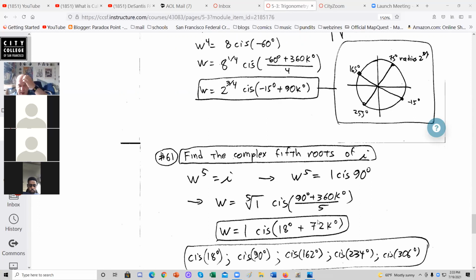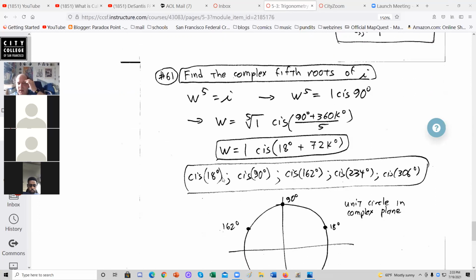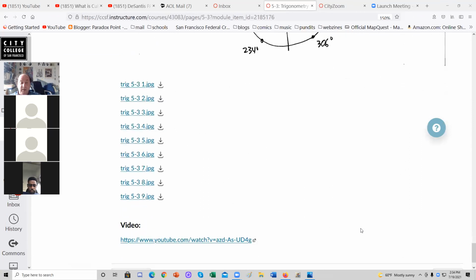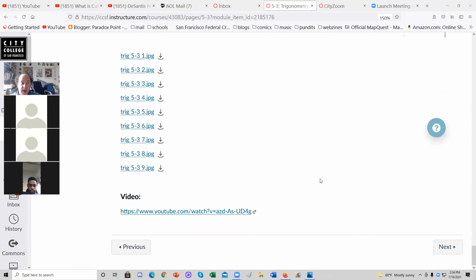Getting out of my way. So this will be cis 18 degrees, or adding 72, you get cis 90 degrees, or cis 162 degrees, or, excuse me, cat, cis 234 degrees, or cis 306 degrees. Cis 18, cis 90, or in other words, i, because i to the fifth equals i. Cis 162 degrees, cis 234 degrees, cis 306 degrees. These are located in a regular pentagon. So there you have it.